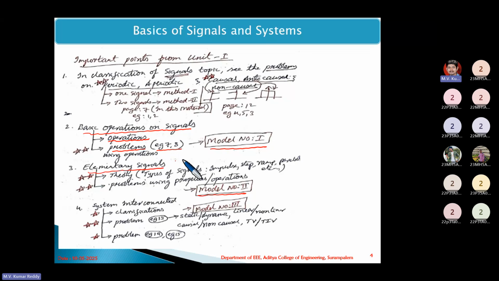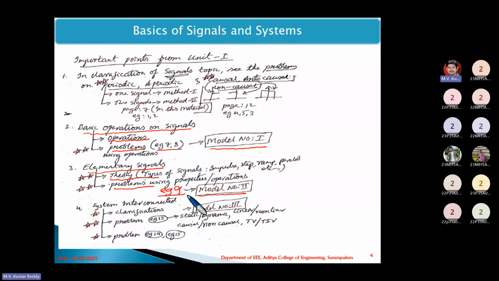Already we discussed it, but in the material, this is the printed, written material. I scanned each and every page. This is the scanned page, the last page of unit 1, important points from unit 1. So elementary signals has model 2. This is the theory, and in problems we have model 2, that is example 9.